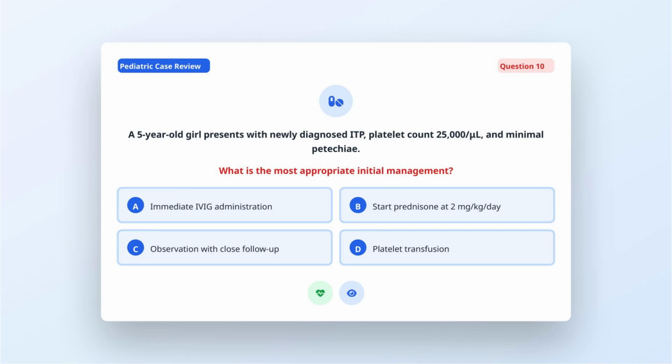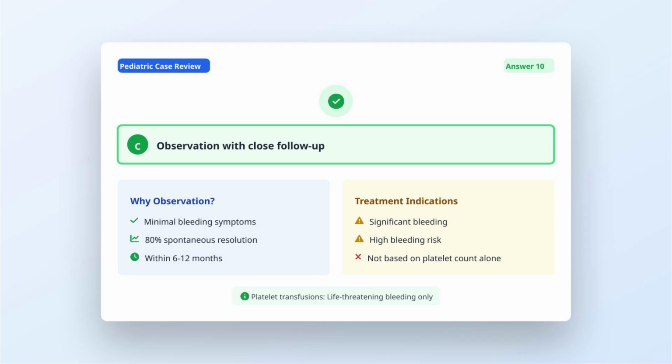Moving to treatment. A 5-year-old girl presents with newly diagnosed idiopathic thrombocytopenic purpura, platelet count 25,000 per microliter, and minimal petechiae. She is otherwise well. What is the most appropriate initial management? A. Immediate IVIG administration. B. Start prednisone at 2 mg per kilogram per day. C. Observation with close follow-up. D. Platelet transfusion. The correct answer is C.